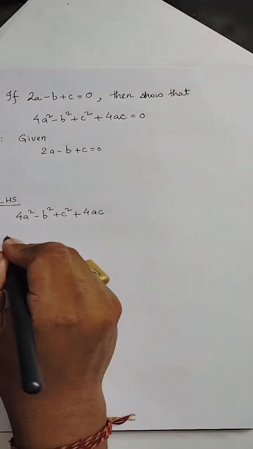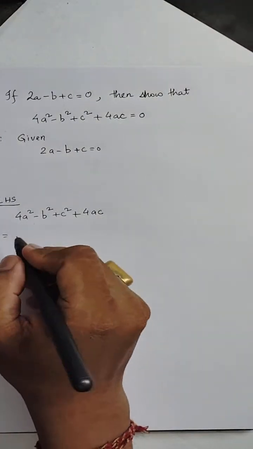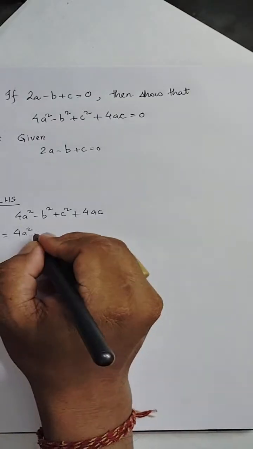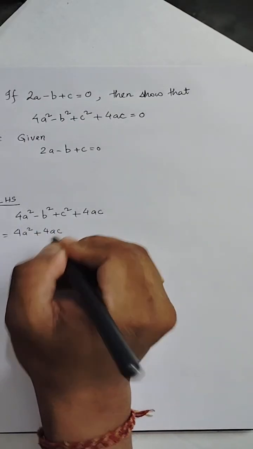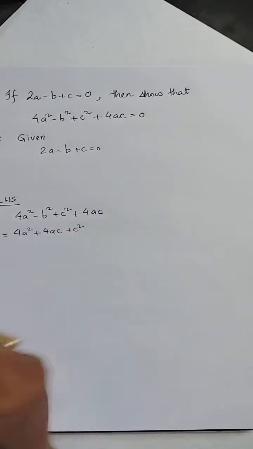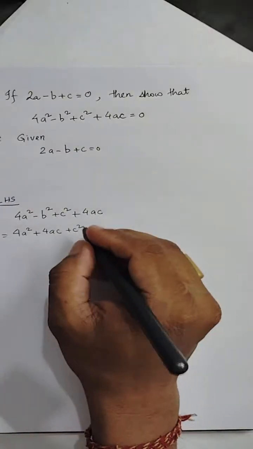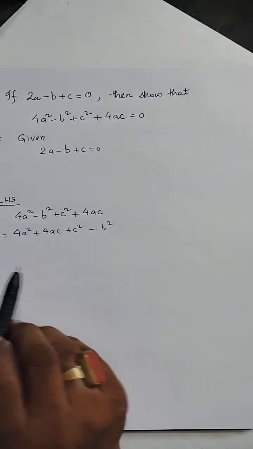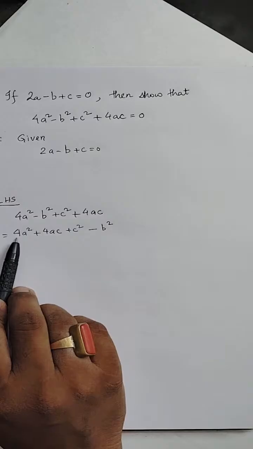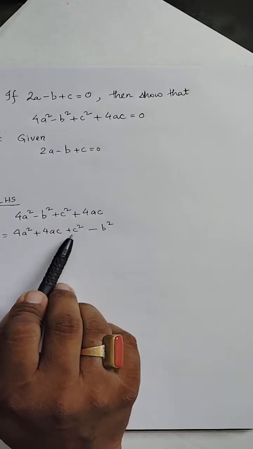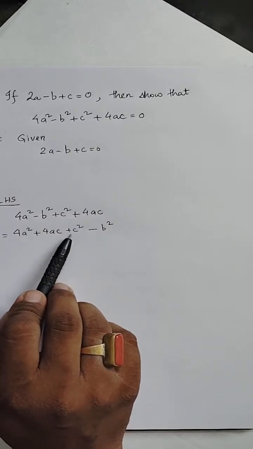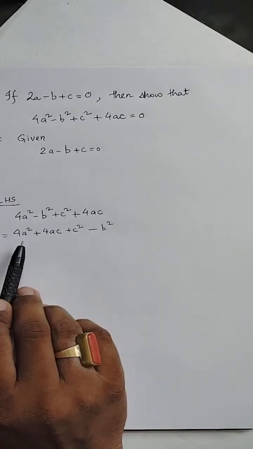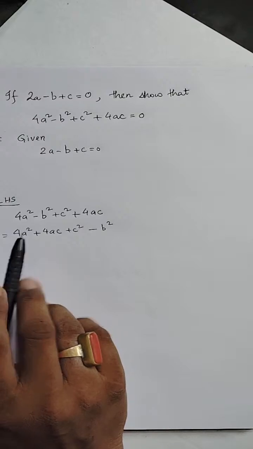So what we'll do, we'll rearrange this. Okay? So we'll take 4a square plus 4ac plus c square. Okay? Now there is a reason why I have written this. So 4a square is 2a whole square, and c square can be written as c whole square. So this is basically in the form of x plus y whole square.